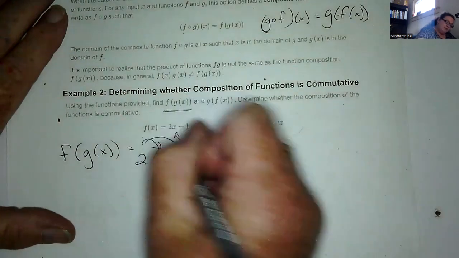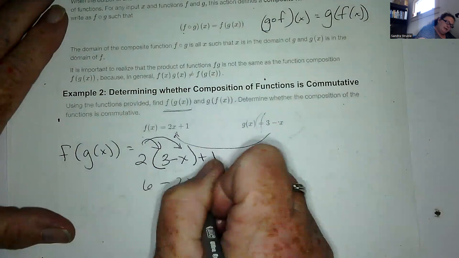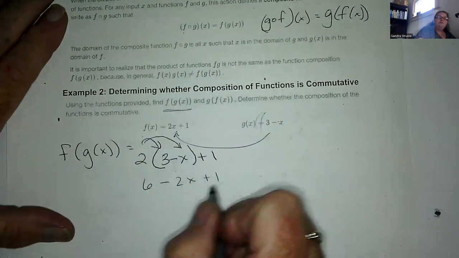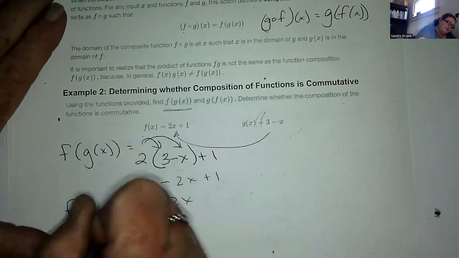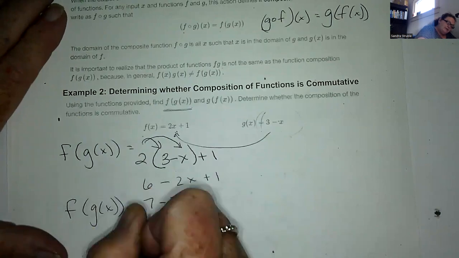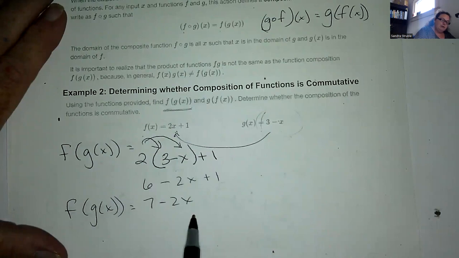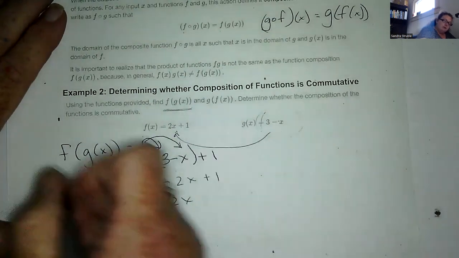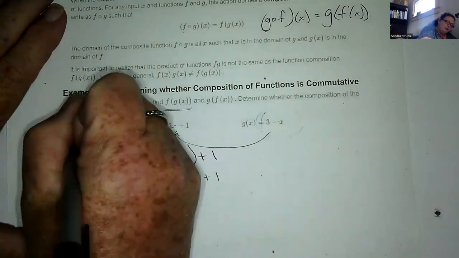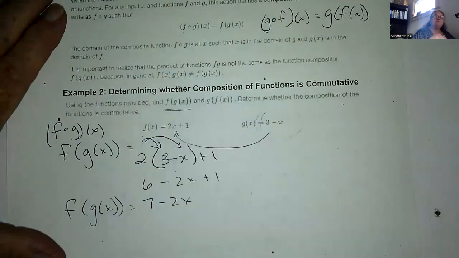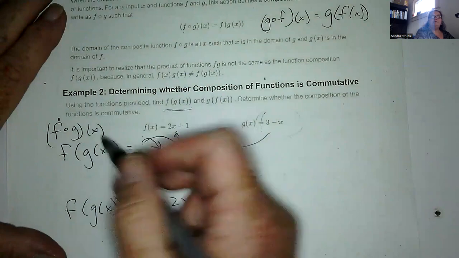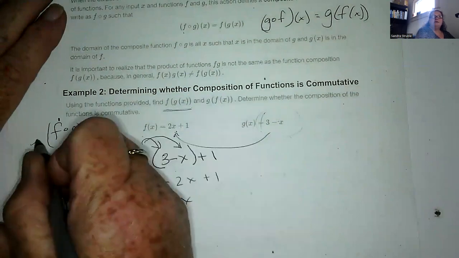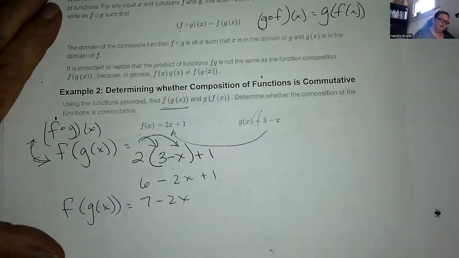Distribute the 2 over the binomial. We get 6 minus 2x plus 1. 6 plus 1 is 7, so 7 minus 2x. So f of g of x is 7 minus 2x. Okay, this could also be written as f of g of x. I want to make sure you understand this is the exact same thing. These are exactly the same thing. Okay, just in case I write it differently.